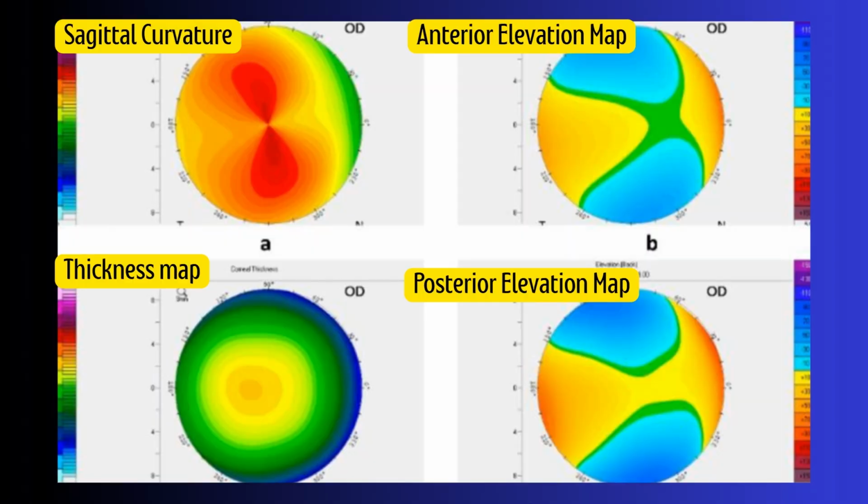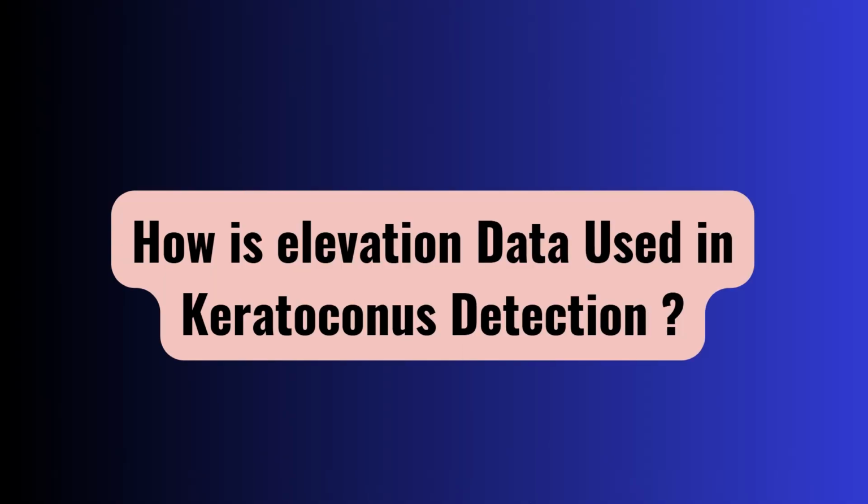Now, there are many other indices which are associated with the axial curvature maps or the sagittal curvature map, but those are beyond the scope of this video. We'll discuss them later. For now, let's focus on the elevation-based criteria and what needs to be assessed on the anterior and posterior elevation map. So, how can elevation data be used in keratoconus detection?